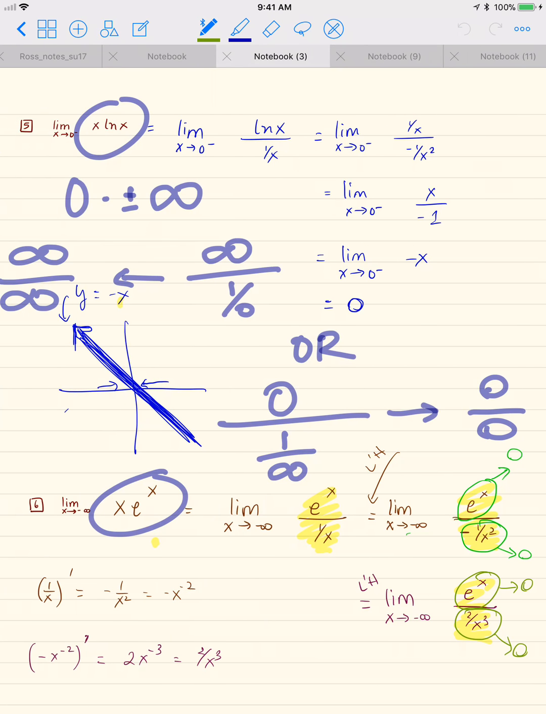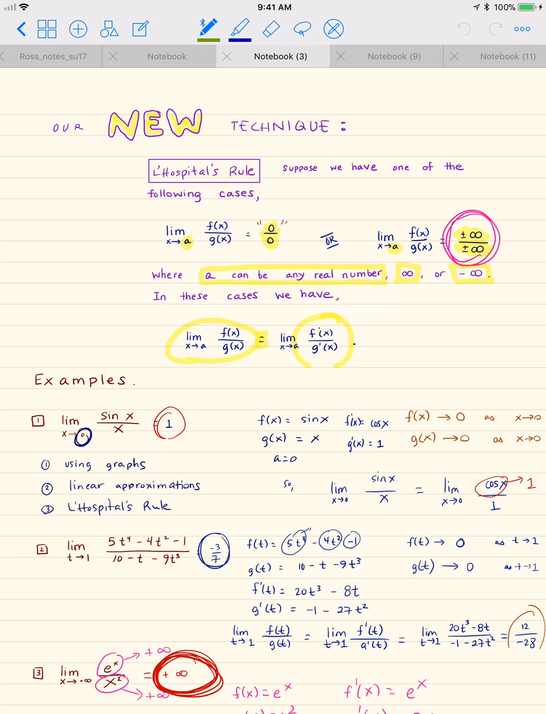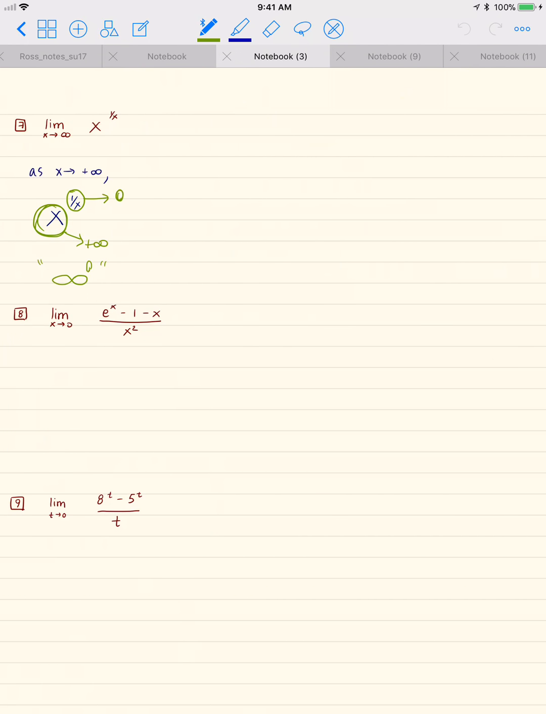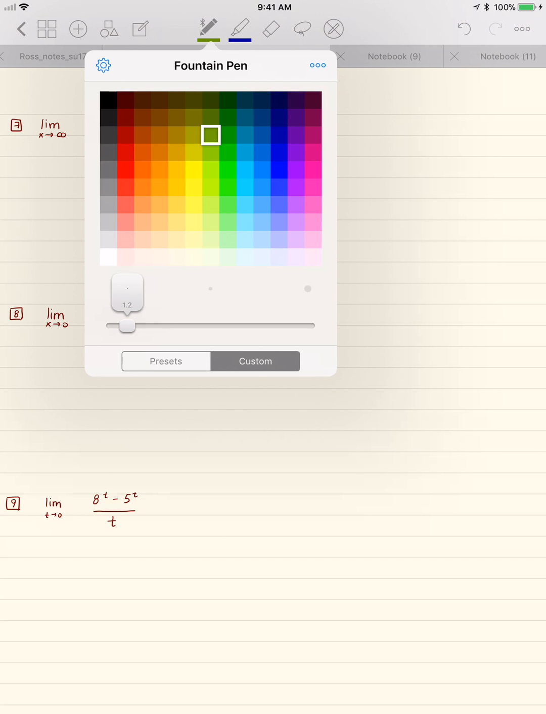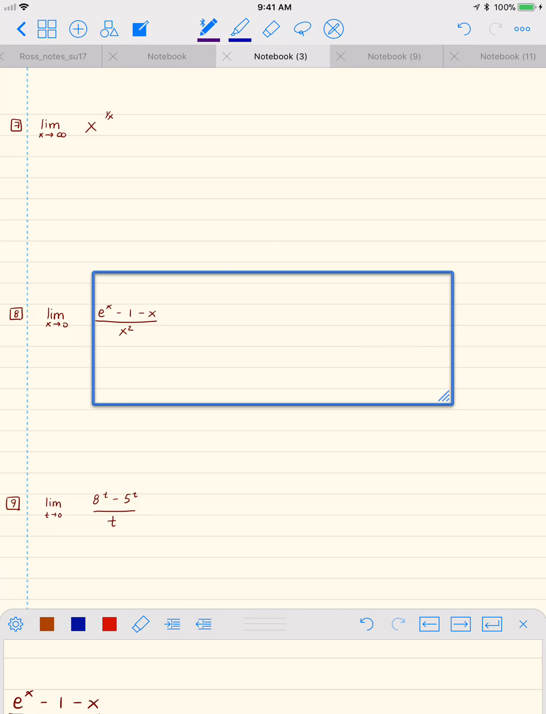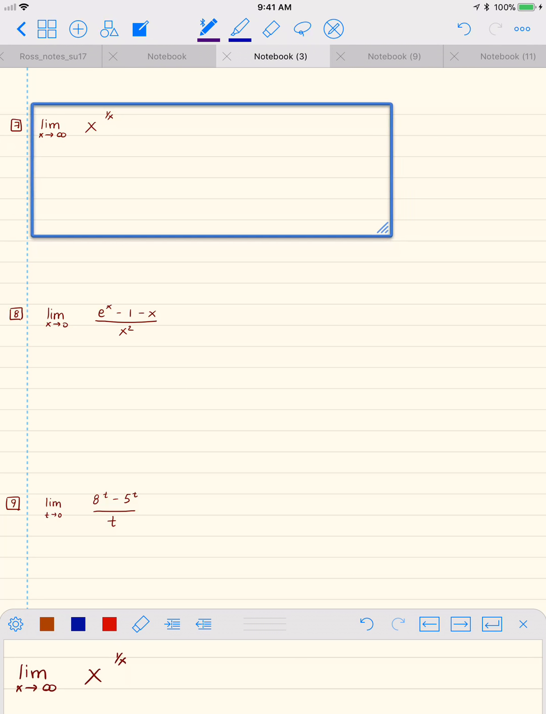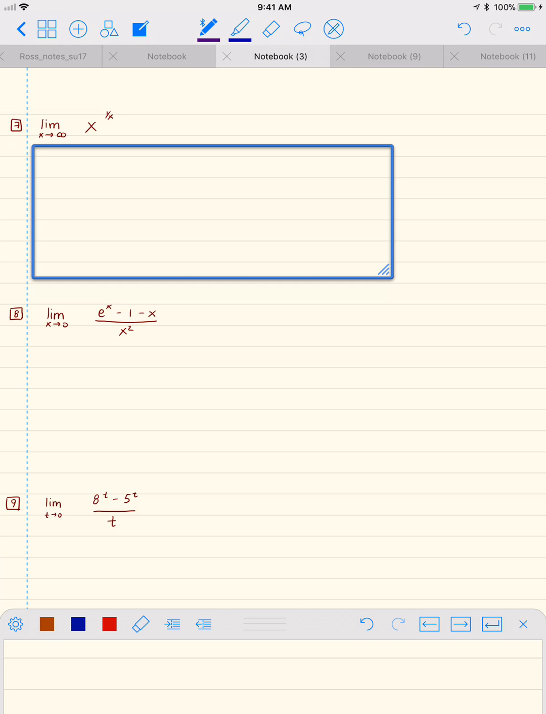Notice that this is not the form that we need in order to apply L'Hopital's rule, because L'Hopital's rule requires 0 over 0 or infinity over infinity. Here's how you change the infinity times 0 into something we can use. So the key is going to be to rewrite.